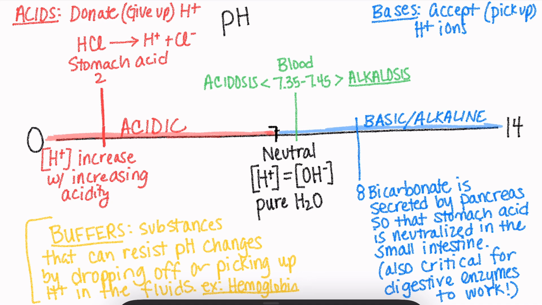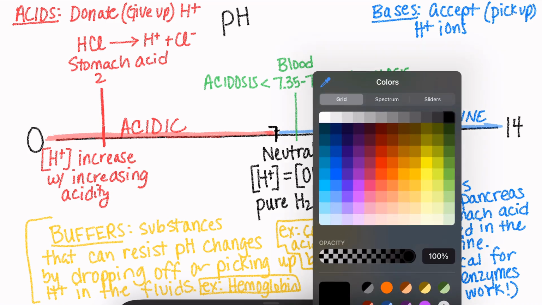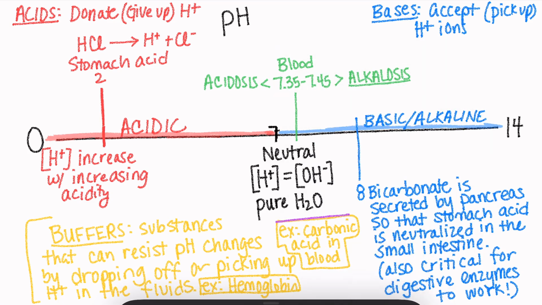The other example is called carbonic acid. And this is the most important buffer in our blood. So, two examples of buffers: carbonic acid and hemoglobin. These are examples of buffers in blood.